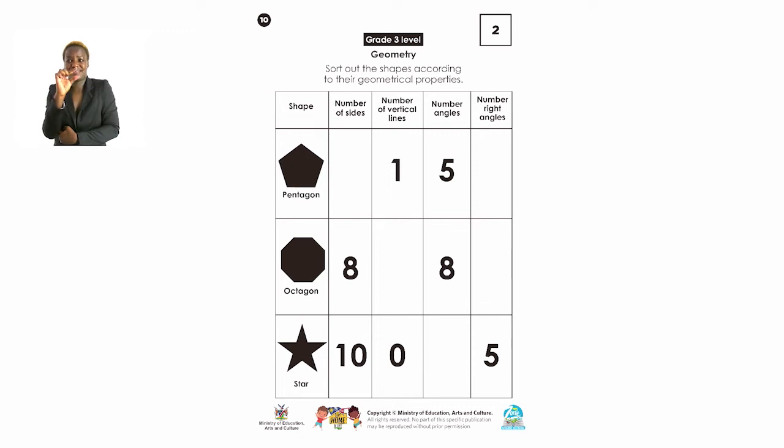The last one is the star. We have to count the sides. The vertical lines is a 0 because we cannot divide it into 2. And then we have to count the angles. Remember, the angles and the corners are the same. And then we have the right angles. Remember, if you have to draw a line inside of the star, will it be able to form a right angle? You have to practice this as well. So the right angles in the star are 5.